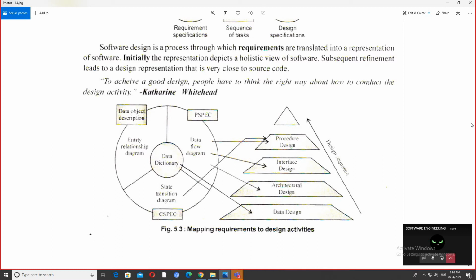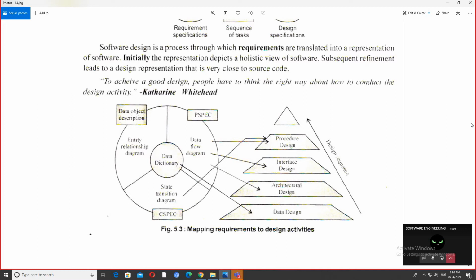So, moving further, to achieve a good design, people have to think the right way about how to conduct the design activity. It is very well understood through the units and the lectures which we have gone through that to achieve a good design, people have to think the right way about how the design activity should be conducted so that it is the right way to achieve a good design.